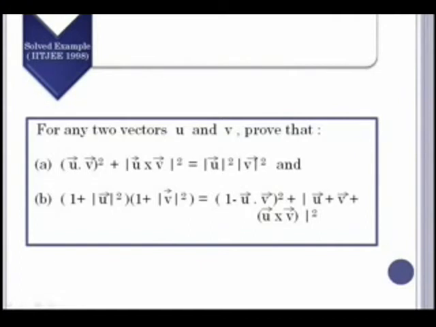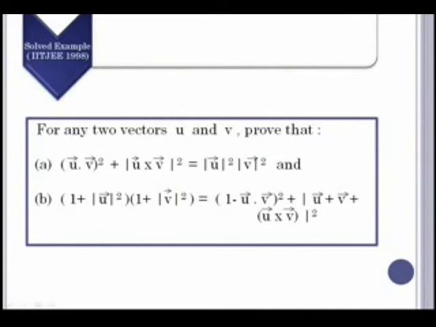So having seen the cross product, let's try to solve an IIT JEE problem. This problem appeared in IIT JEE 1998, and it says that for any two vectors v and u, prove that the first is (u dot v) whole square plus modulus of (u cross v) whole square is equal to the square of magnitude of u into the square of magnitude of v.